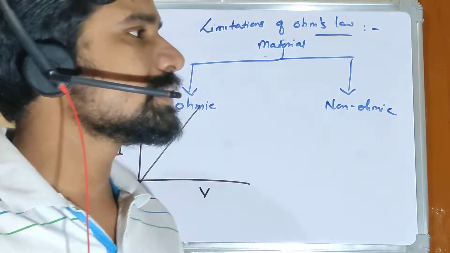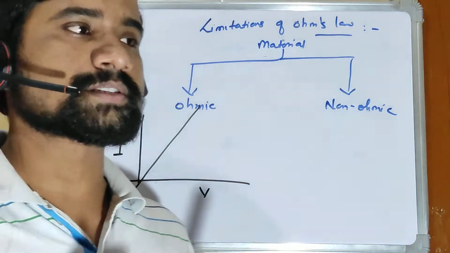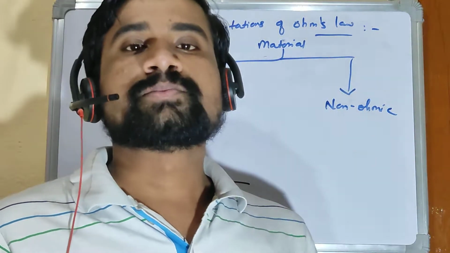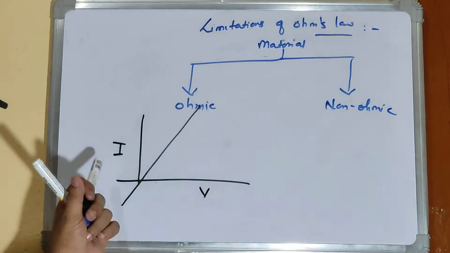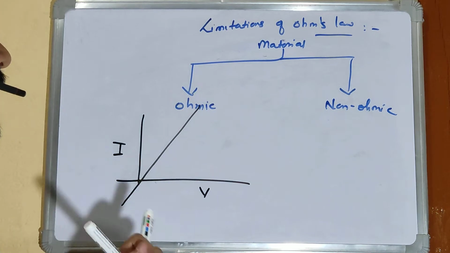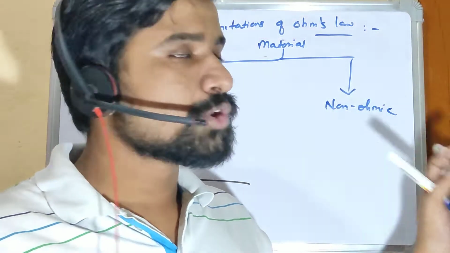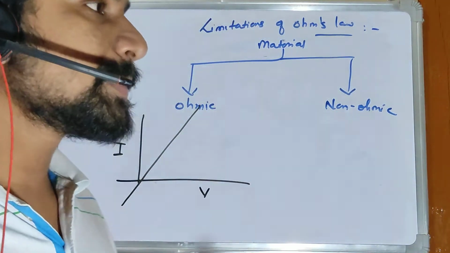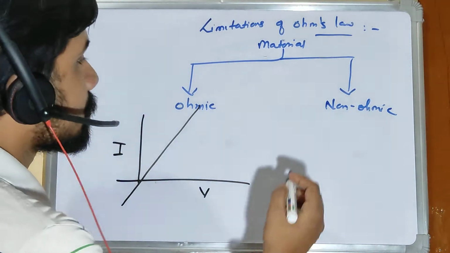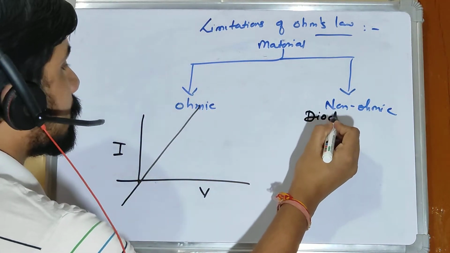But there are some conductors or conducting devices which cease to follow Ohm's law, which cease to follow this linear relationship, and that's when they come into the classification of non-ohmic conductors. The best example is the diode. You would have come across this term, diodes, semiconductor diodes.